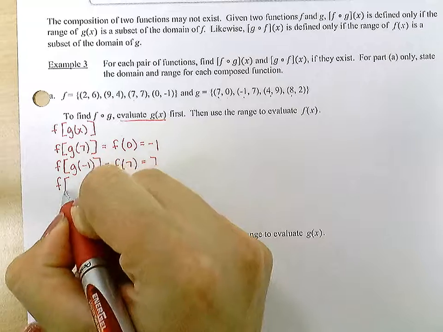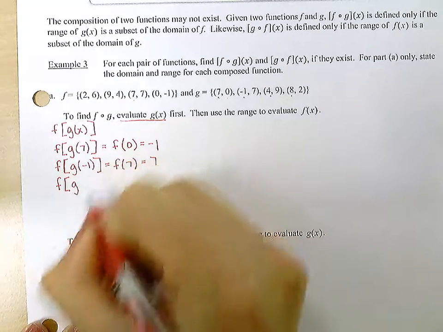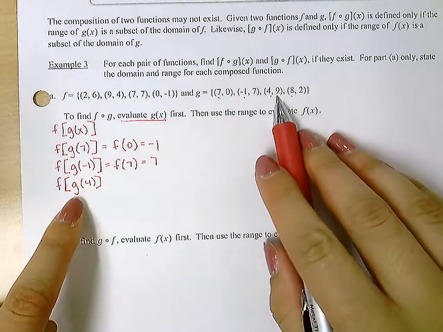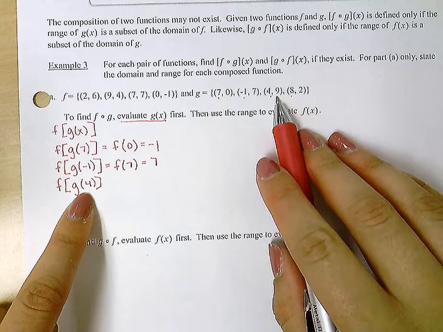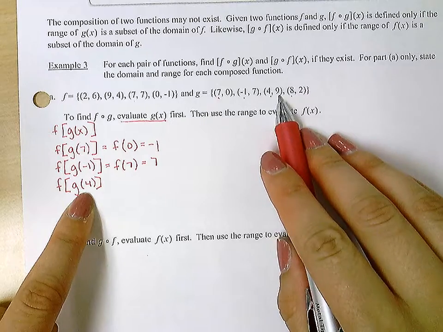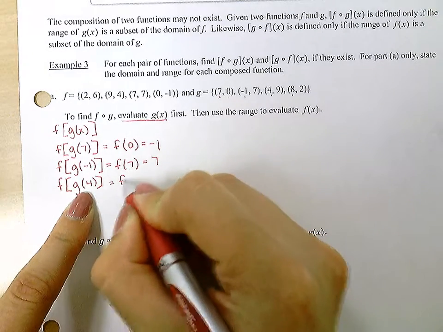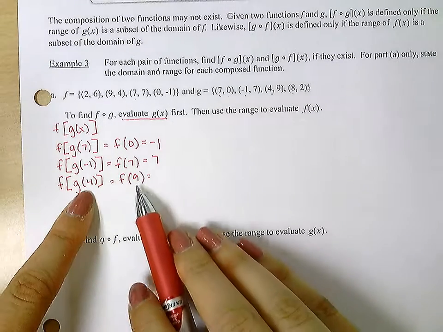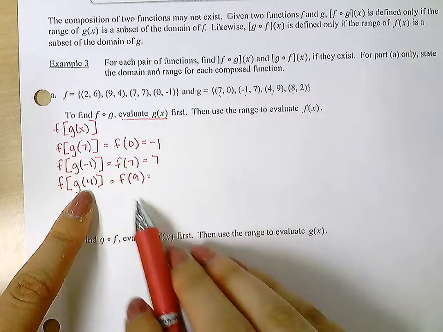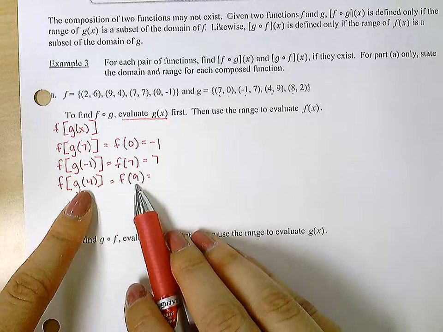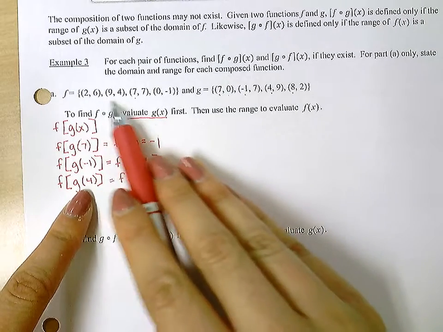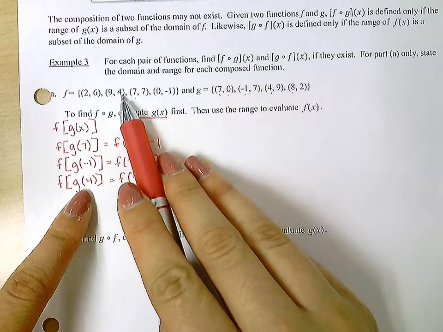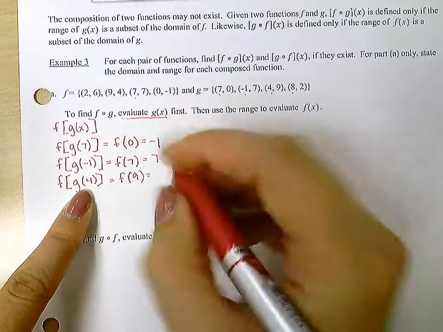What's my next g value? It's 4, right? And then it's 9, right? So g of 4 will equal 9. So I'll have f of 9. I need to then look at my x values in my f function. I have a 9. So f of 9 will equal its y value, which is 4.